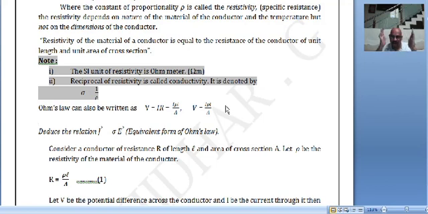V is equal to IR, you remember. V is equal to IR, I is equal to V by R, R is equal to V by I. Three different forms of Ohm's law. So these are the things that you have to remember, dear students.